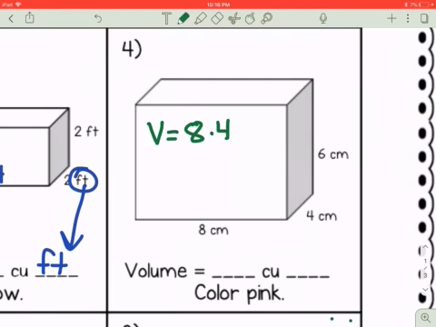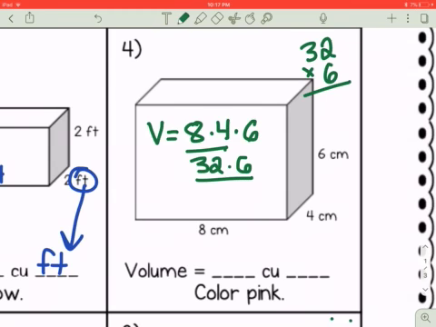And for the last one over here, I will have volume equals 8 times 4 times 6. 8 times 4 is 32. This is not cooperating with me very well. Times 6. And 32 times 6 is 12, carry my 1, 18, 19. 192. And this will also be centimeters.